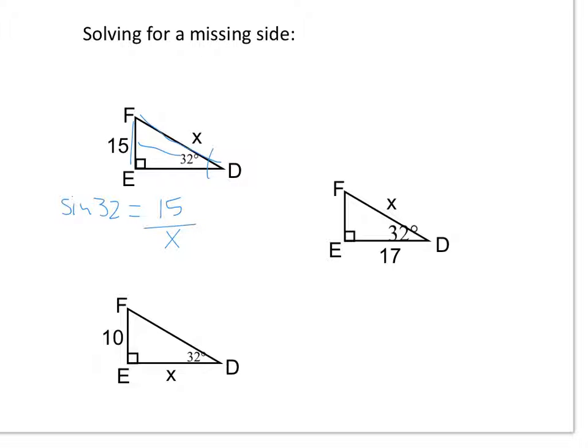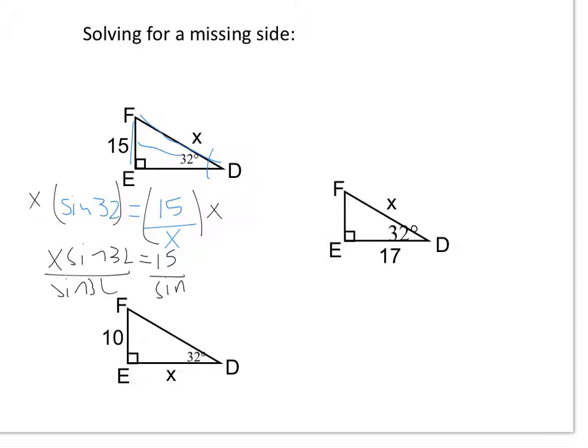So this is just a slightly different setup than the other 3 examples we went through. Before, we had x in the numerator, now we have x in the denominator. So if we want to solve this equation, we could try to get x out of the denominator and multiply by x, so they cancel out on the right-hand side, and I get x sine of 32 equals 15. Divide by sine 32 to get x by itself. And so I would get x equals 15 over sine of 32.